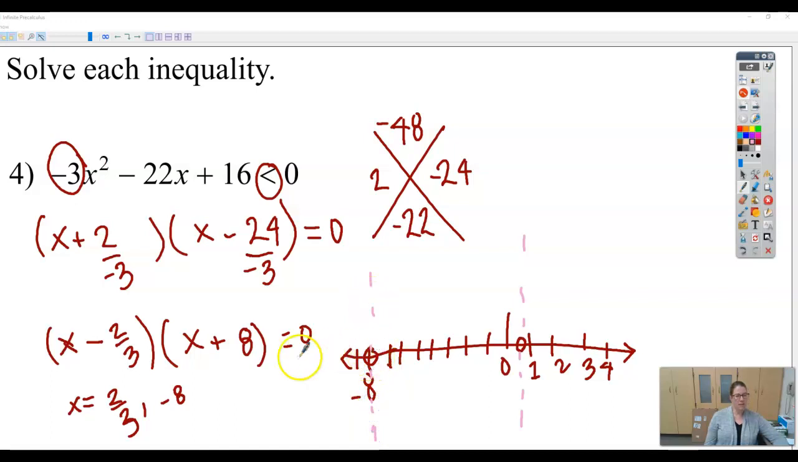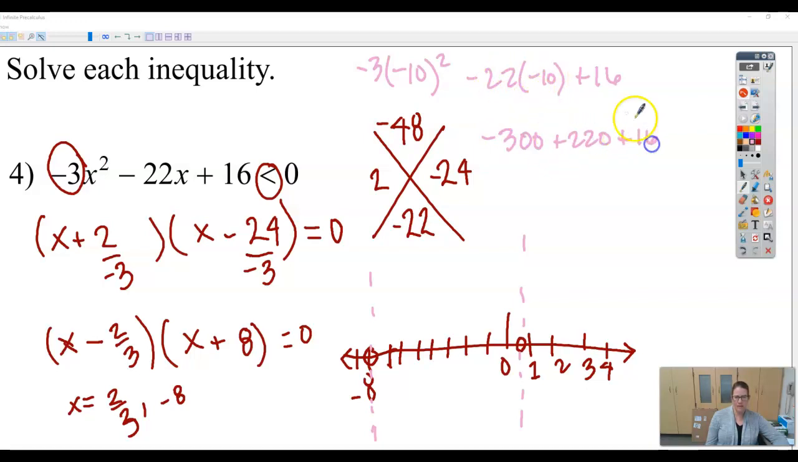I'm first going to check this one. Anything less than -8 will work. So I'm going to choose -10 just because it plugs in easier. So -3 times -10 squared minus 22 times -10 plus 16. So that would be 100 times -3, which is -300. Then we have a positive 220 and a positive 16. But that result's going to be negative, because -300 is bigger than these two added together. So a negative number is less than 0. That's true. So I would shade this part of my number line.